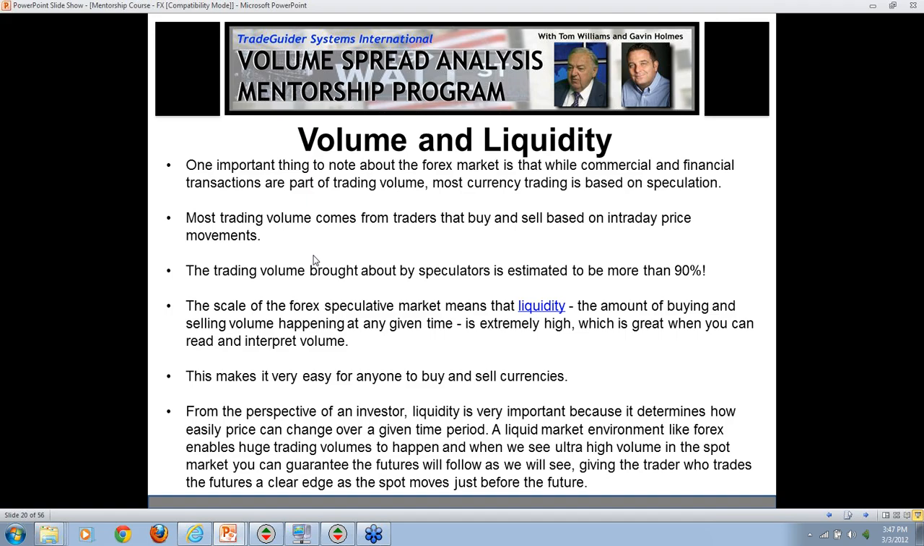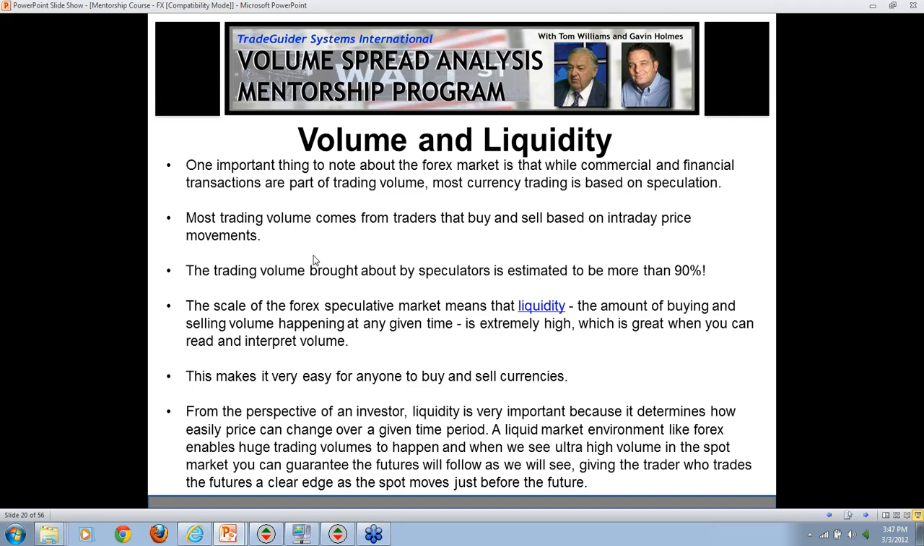The trading volume brought about by speculators is estimated to be about 90% of all the volume. The scale of the Forex speculative market means that liquidity, i.e. the amount of buying and selling volume happening at any given time, is extremely high, which is great when you can read and interpret volume.